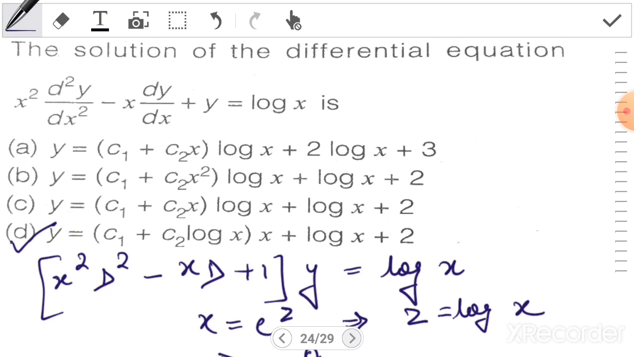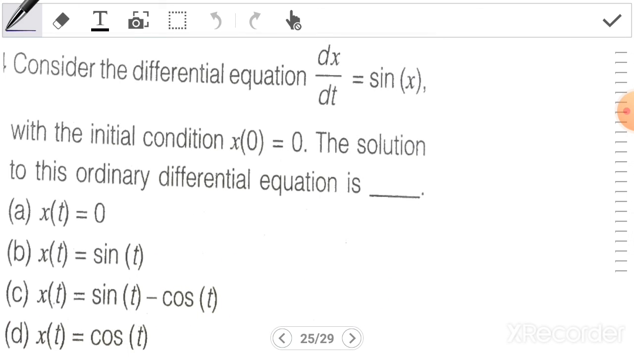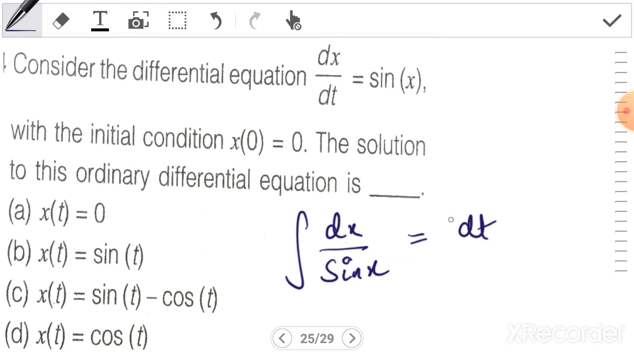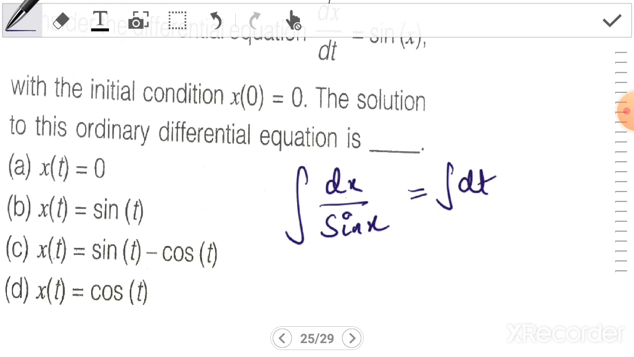Now let us go to the next problem. Consider the differential equation dx by dt is equal to sin x with the initial condition x at 0 is equal to 0. The solution to this ordinary differential equation is, okay, so given differential equation is dx by dt is equal to sin x. So we can take sin x to the left hand side. So dx by sin x integral dt. So taking integral on both sides.